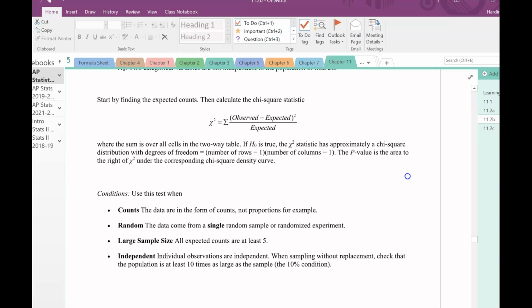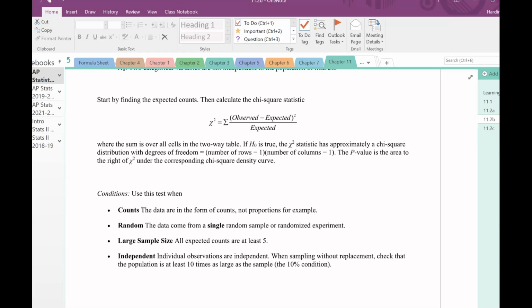The chi-squared test statistic is the observed minus the expected value squared over the expected value, summed across all of the cells. We're also going to need our degrees of freedom, which is the same: number of rows minus 1 times number of columns minus 1. And then the p-value is the area to the right of our test statistic on the chi-squared distribution.